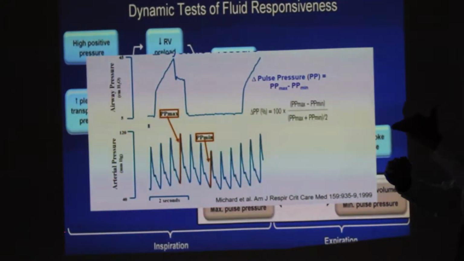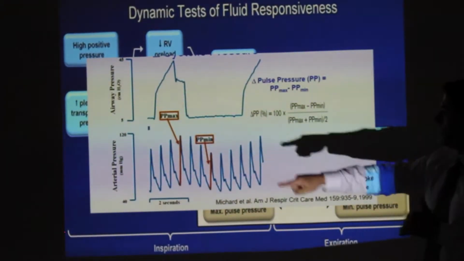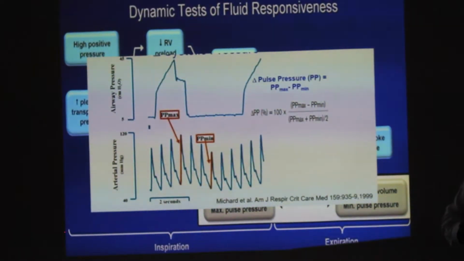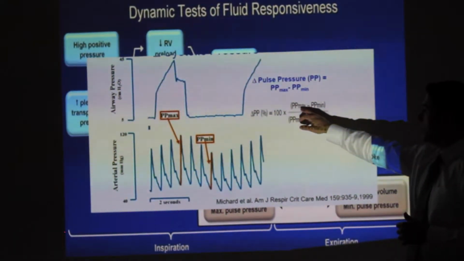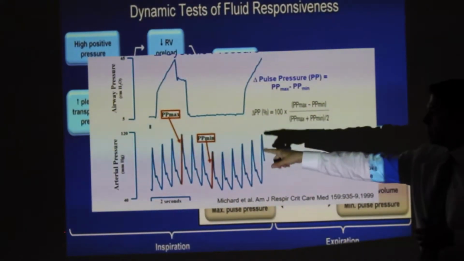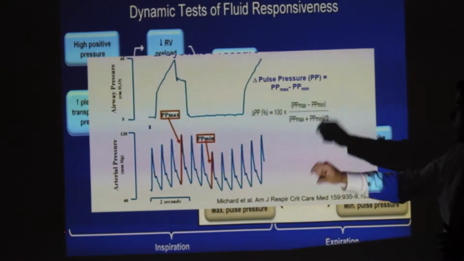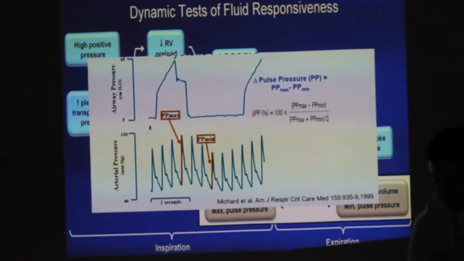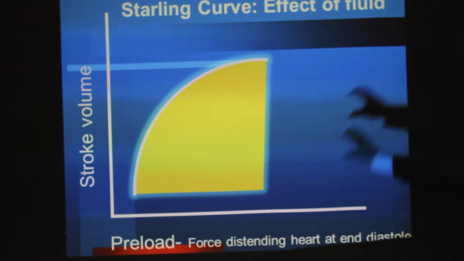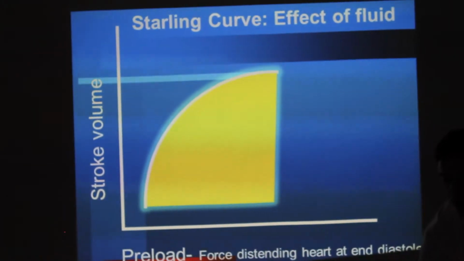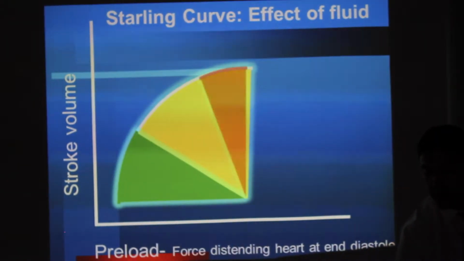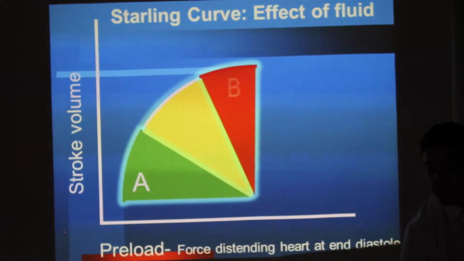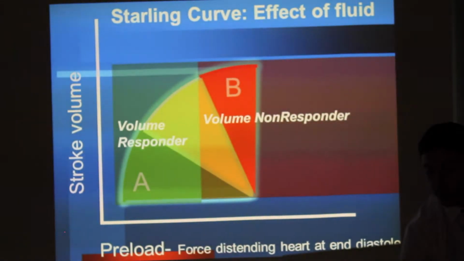So if I take those two variables during a respiratory cycle, I can get the formula of the pulse pressure variation. The pulse pressure variation is the difference between those two, because we expect the pulse pressure to be a surrogate for stroke volume, divided by the mean of those two, multiplied by 100. And we get the number. This number is going to tell us where our patient stands on the Starling curve. Is he at point A, volume responsive, or is he at point B, not volume responsive? In this way you'll be able to tell where the patient stands.